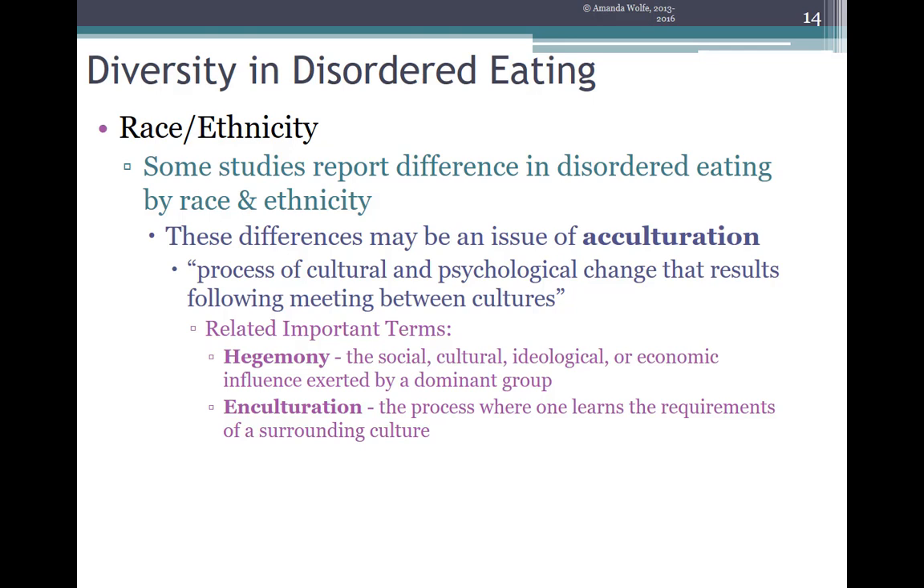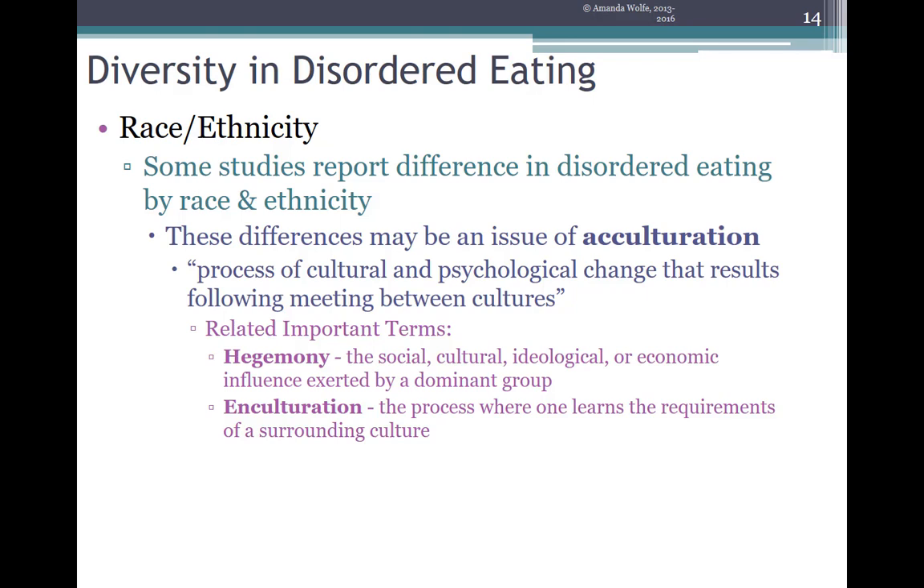I think it's important for us to talk a little bit about race and ethnicity and some other cultural identity pieces when it comes to disordered eating. First of all, I think there's some terms that you need to be familiar with. There is acculturation, and acculturation is when someone starts to change after a meeting between 2 different cultures.